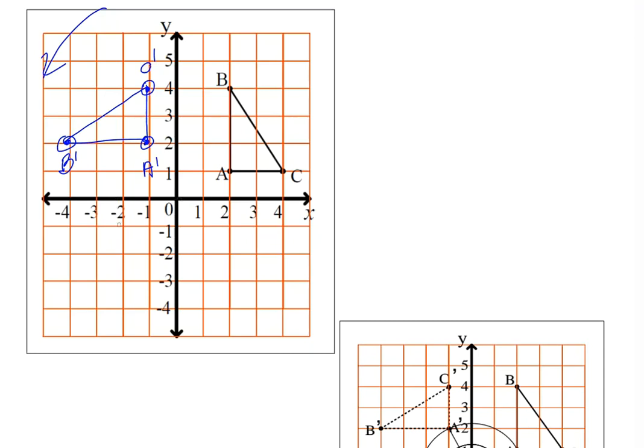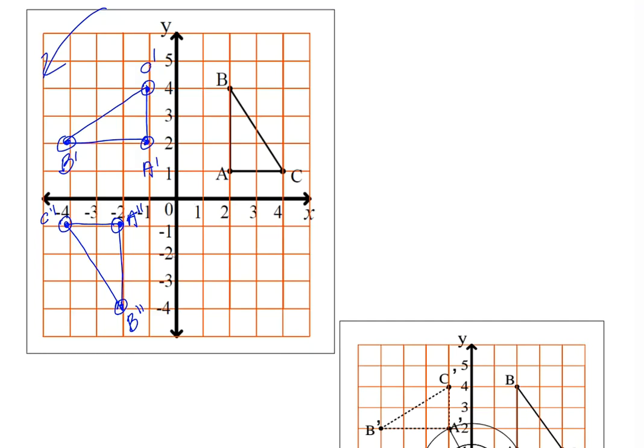2 horizontal, 1 vertical, new position of A. This would be A prime, A double prime. 4, 1. This would be C double prime, and 2, 4, new position of B. This would be B double prime. All right, connect them again.